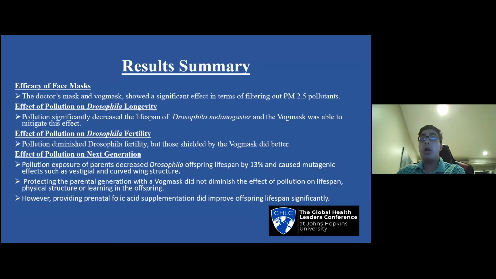Just to summarize again, the doctor's and VOG masks showed a significant effect in terms of filtering out pollutants. Pollution significantly decreased the lifespan of Drosophila melanogaster, and the VOG mask was able to mitigate this effect. Pollution diminished Drosophila fertility, but those shielded by the VOG mask did better. And then protecting the parental generation with a VOG mask did not diminish the effect of pollution on lifespan, physical structure, or learning in the offspring.